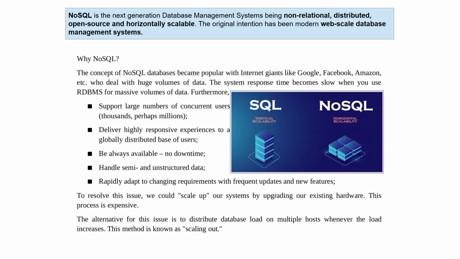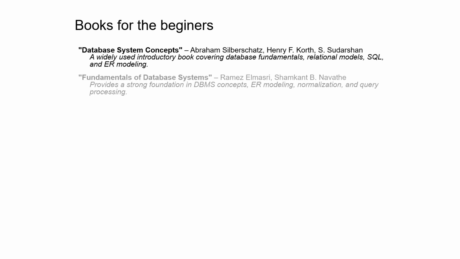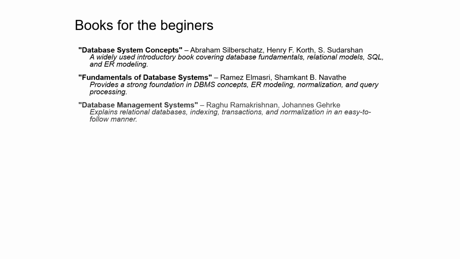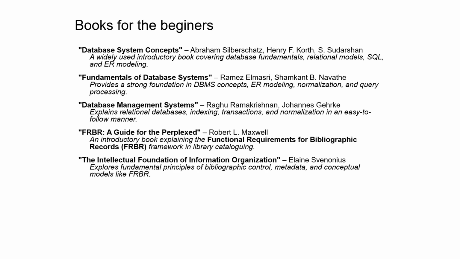So the entire world is moving towards NoSQL systems, which follow document, key value pair, graph structure and so on. The best example I can give for NoSQL is MongoDB, which people are using, for instance, in the case of full text databases. And finally, as a beginner in database management systems, it's a fascinating area of study. You can go through these fundamental books, including FRBR as originated from IFLA.